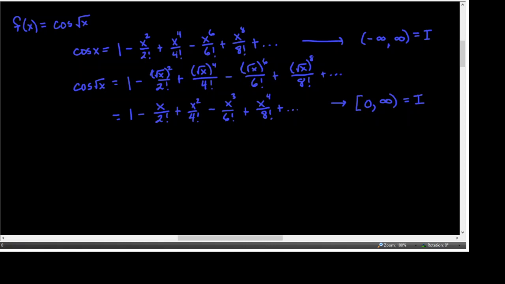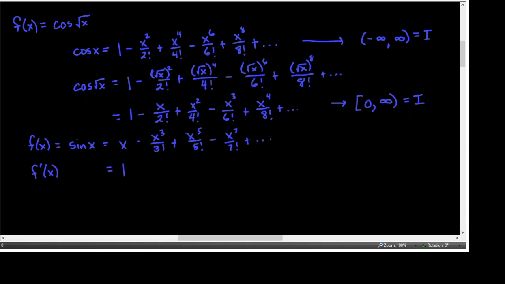Okay, so let's do another example. Before I do the one that's in your notes, I think this one will be kind of cool for you to see. If f of x is sine of x, which is x minus x cubed over 3 factorial plus x to the 5th over 5 factorial minus x to the 7th over 7 factorial, etc. What is the derivative of that series, term by term?